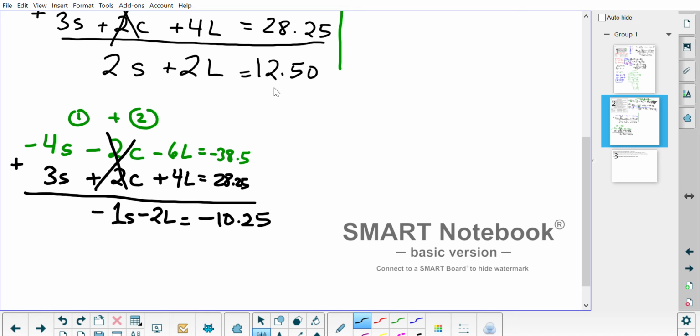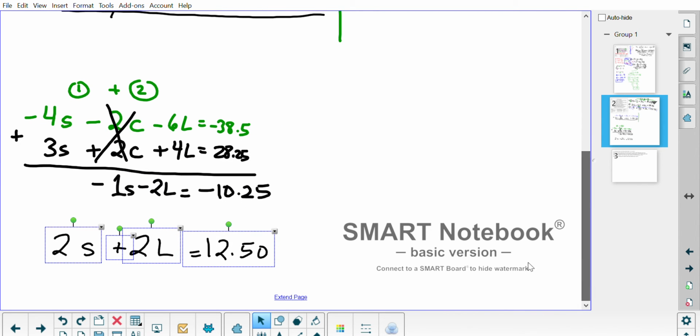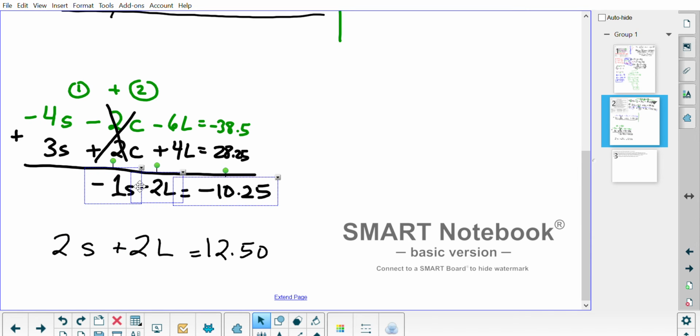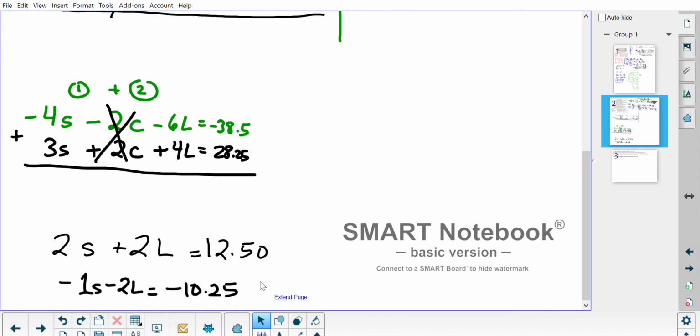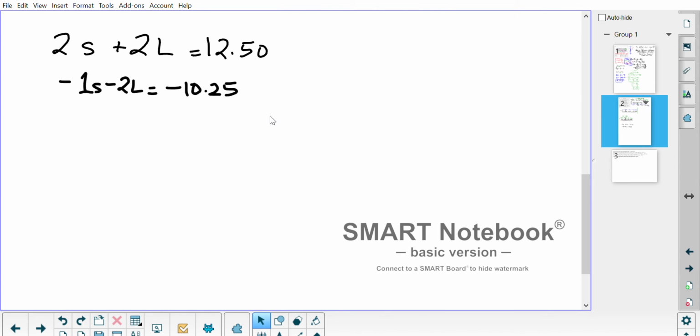Okay, so now we have these two equations right over here. We have this 2s plus 2l is equal to 1250, and this negative 1s minus 2l is equal to negative 1025. So let's go ahead and get these equations closer together, just so we can compare the two. All right, so we have these two equations.